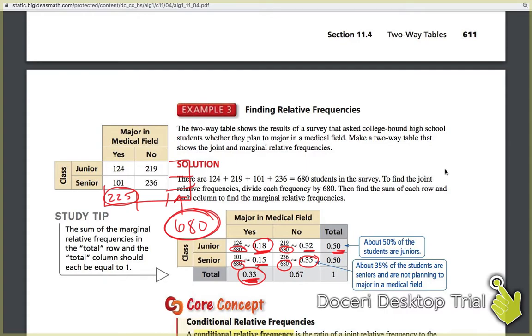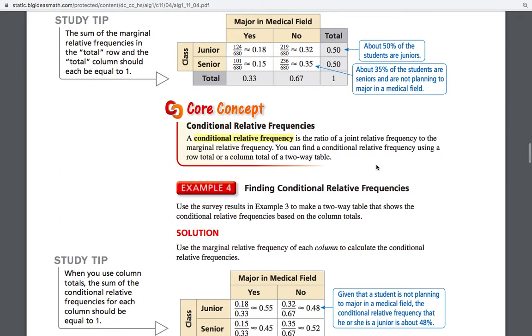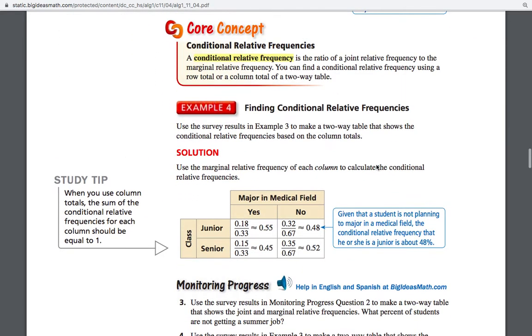Make sure you understand where those numbers are coming from. They're going to ask you questions on that on the homework and the test next week. Okay, so that's relative frequencies. The last thing that we have here are conditional relative frequencies. And this is a little bit trickier because you've got to look at the wording of the problem.